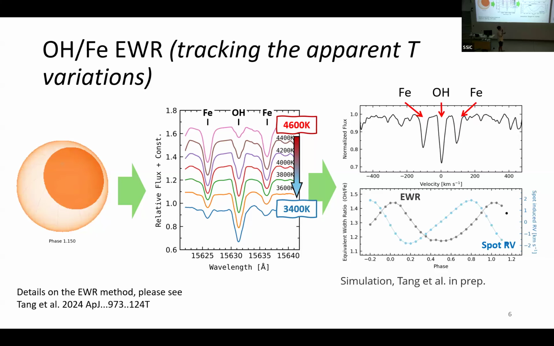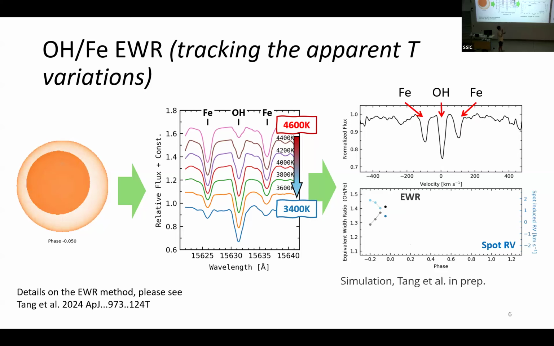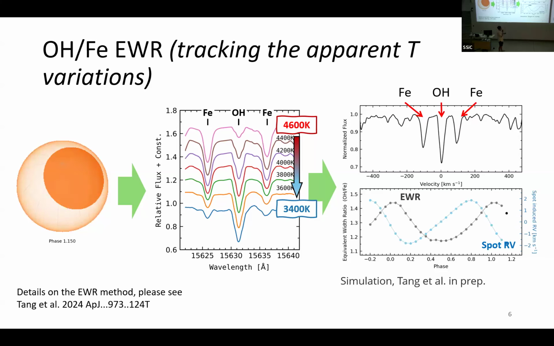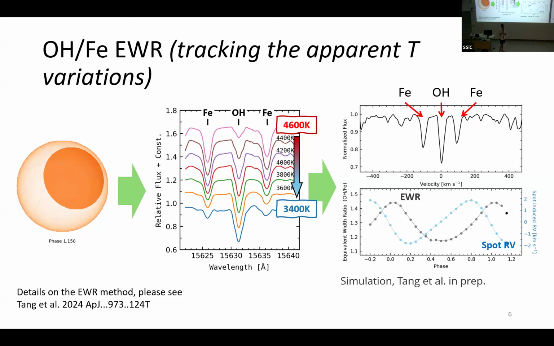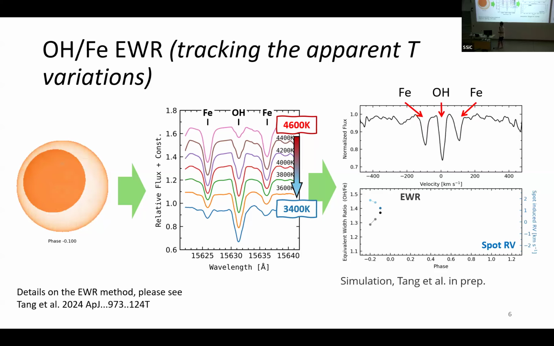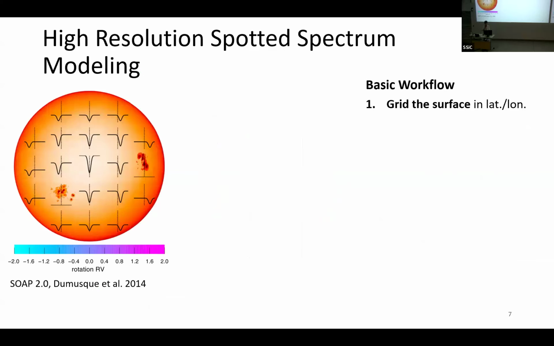So imagine if you take the ratio of these two lines. The ratio, or more robustly, the equivalent width ratio, changes periodically, as you see in the bottom plot here. Meanwhile, with this model, you can also measure the radial velocity caused by the spots. Now, in order to do this kind of simulation, there's an issue: we need very high resolution spectral modeling, which is something that's lacking on the market now. So I have to do it myself. This is the basic concept of spot modeling.